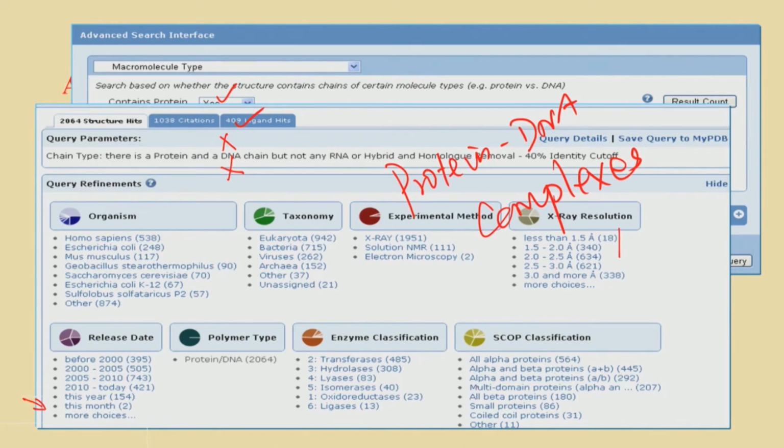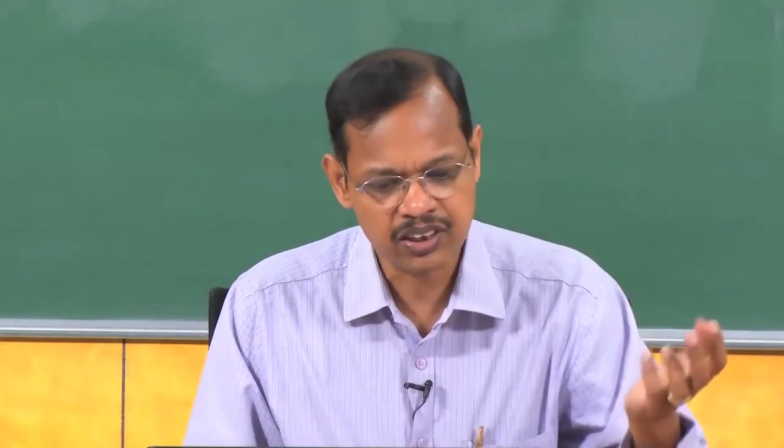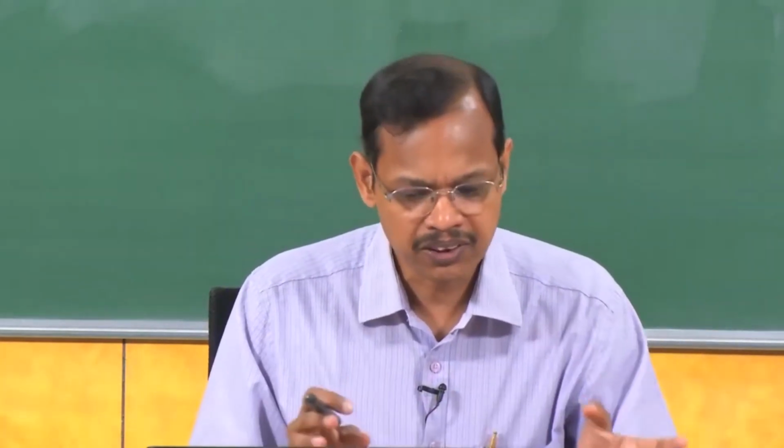This I will discuss later, the SCOP classification. So, if you want to have a group of proteins, you can get the group with different aspects. You can do it with different organisms, different taxonomy, different methods, different enzyme classification and so on.